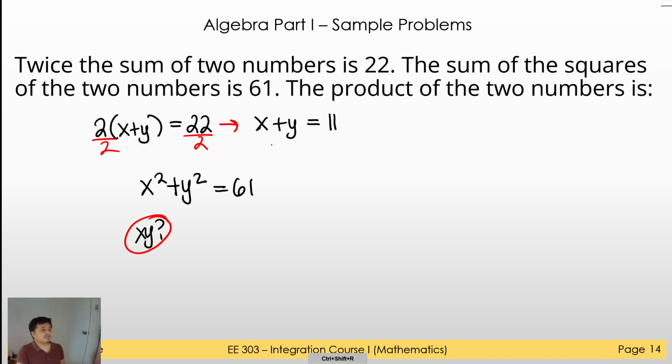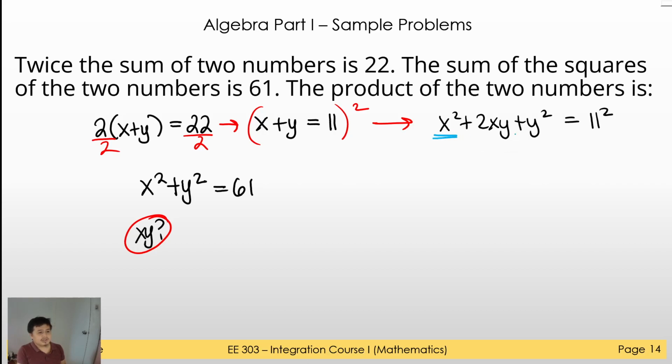Okay, so there are different ways. There are countless ways to do this. But the easiest method for this specific scenario is that we can actually square this. So upon squaring this, we have x squared plus 2xy plus y squared is equal to 11 squared, right?